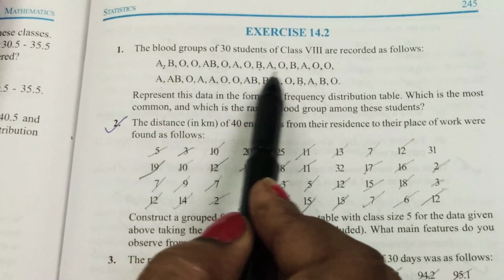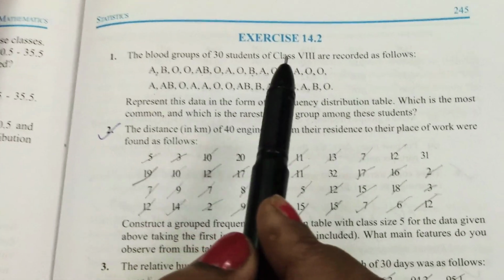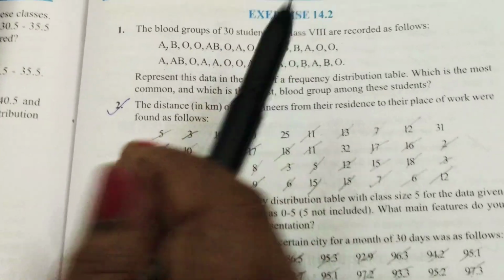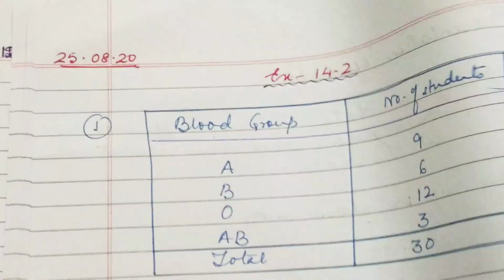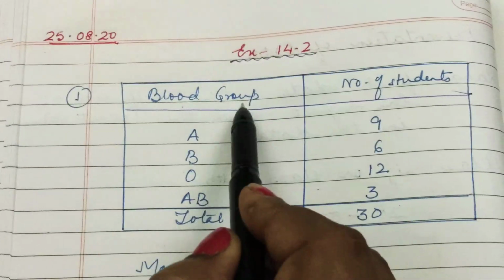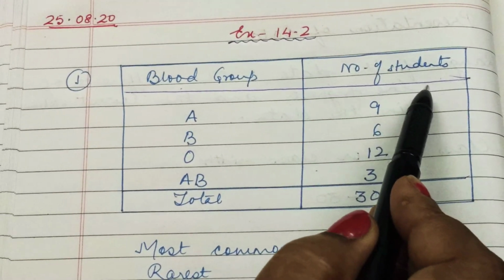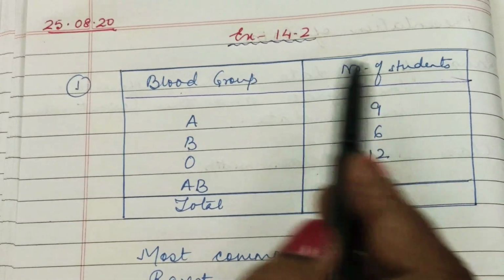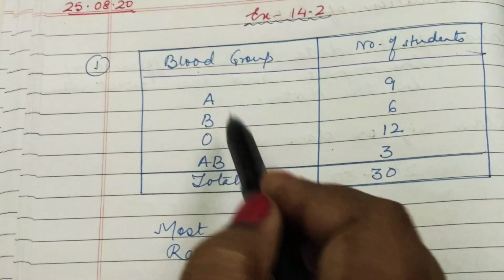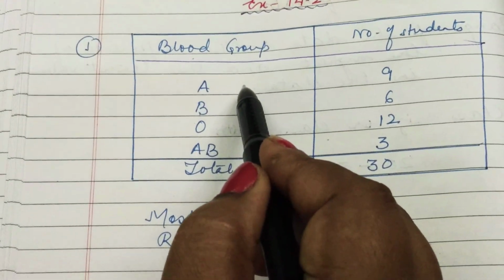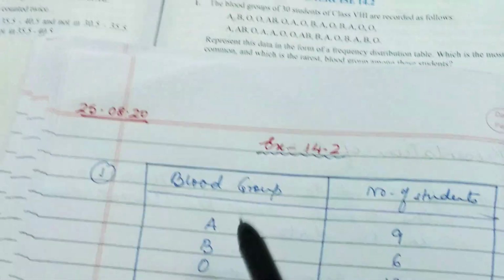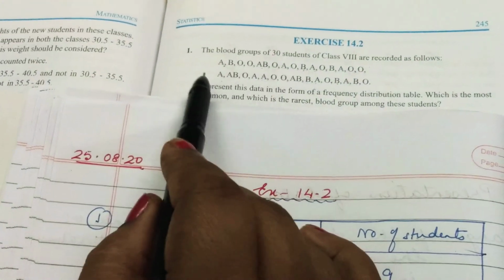When you see these observations, you will find that there are 4 blood groups, A, B, O and AB. So we will just convert them into tabular form. We will make 2 columns, blood group and number of students or frequency. You can write down frequency here also. So there are 4 blood groups, A, B, O and AB. First of all, you will write down these. Then you will start counting from the question itself, how many students are there with group A.